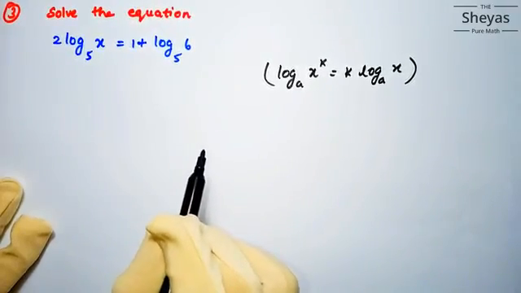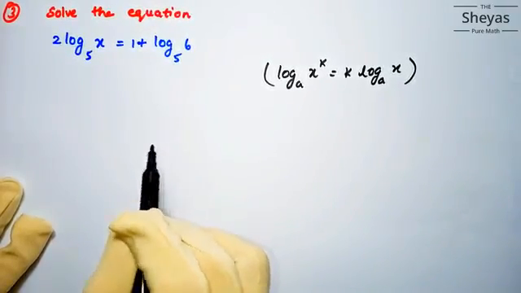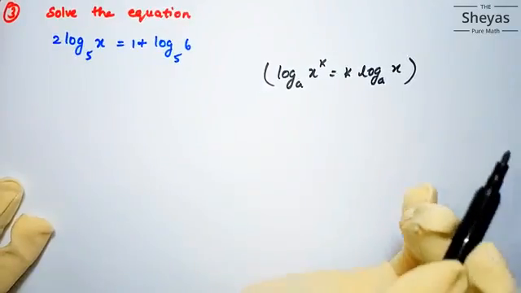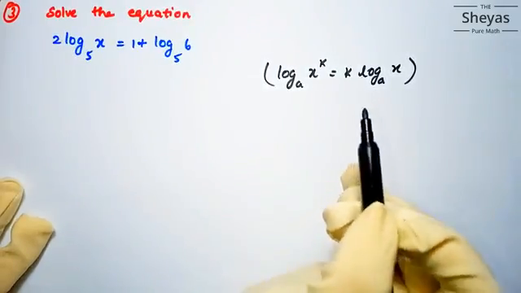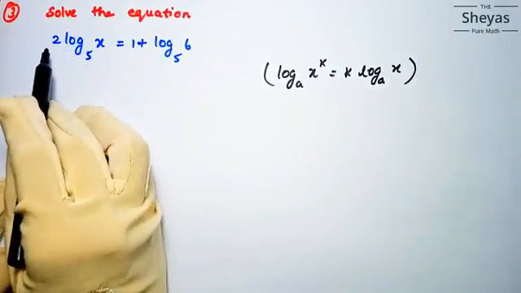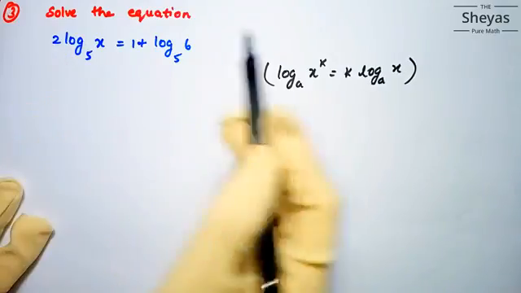So third problem, solve the equation 2 log to the base 5 x is equal to 1 plus log to the base 5, 6. So here what I am doing is, I am going to apply the power rule, because in the front of the log there is some number. So we are going to apply the power rule.